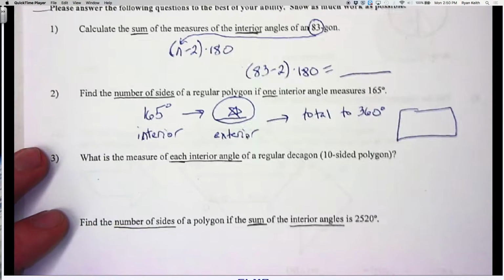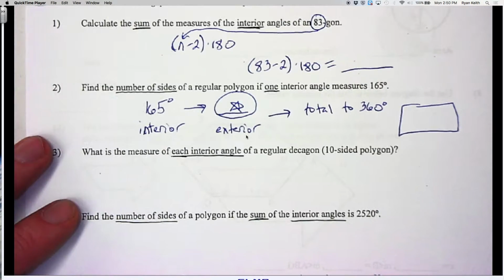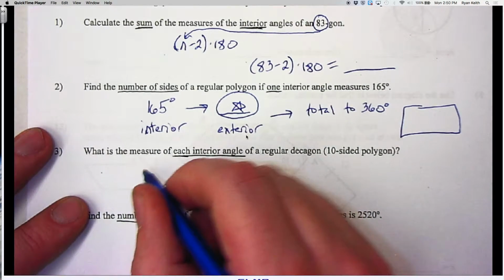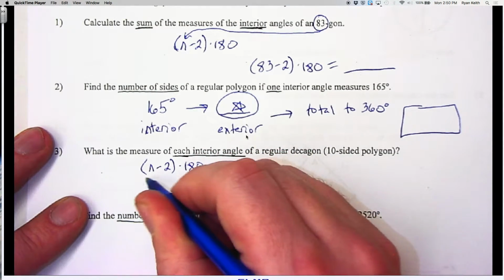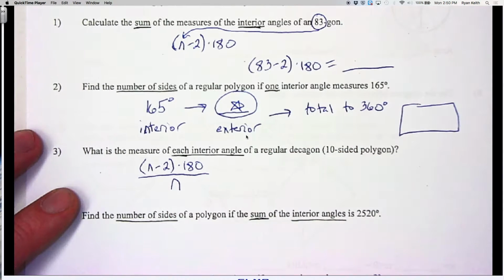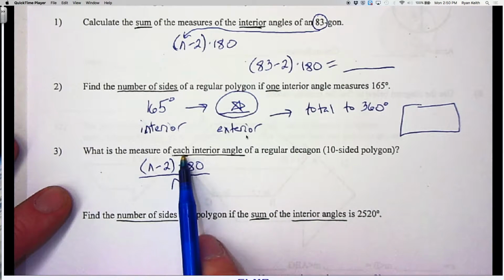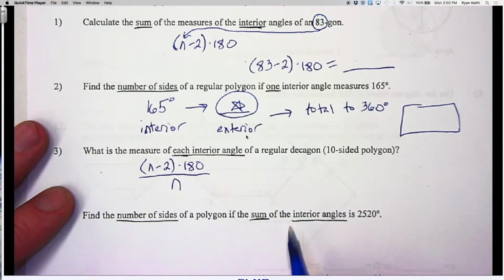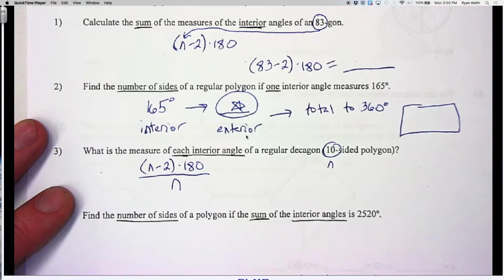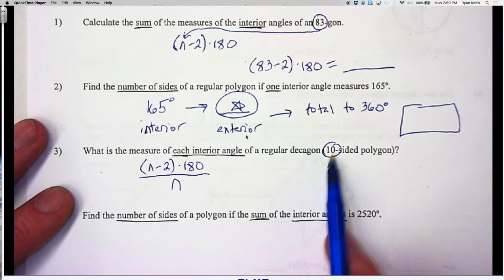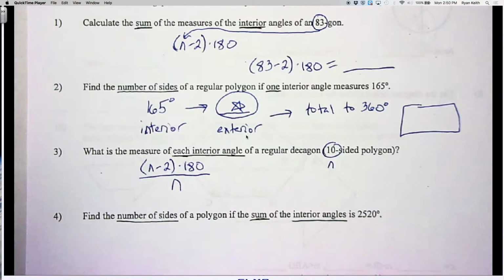Number 3, what is the measure of each interior angle of a regular 10-sided polygon? Well, a lot of you may have used this formula earlier by mistake, but this one here is the formula for finding each interior angle of any regular polygon. So as you can see, we have 10 here, which would be the n for this problem. And just like for number 1, it's basically plugging that 10 into the formula and then working it out. And I'll leave that one for you to finish off.